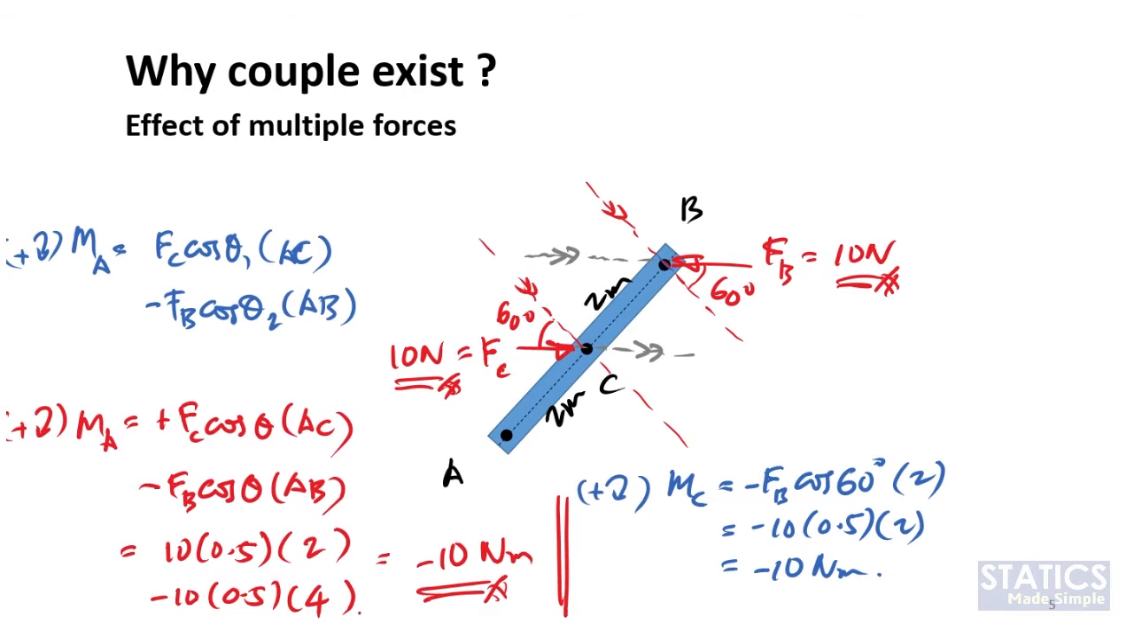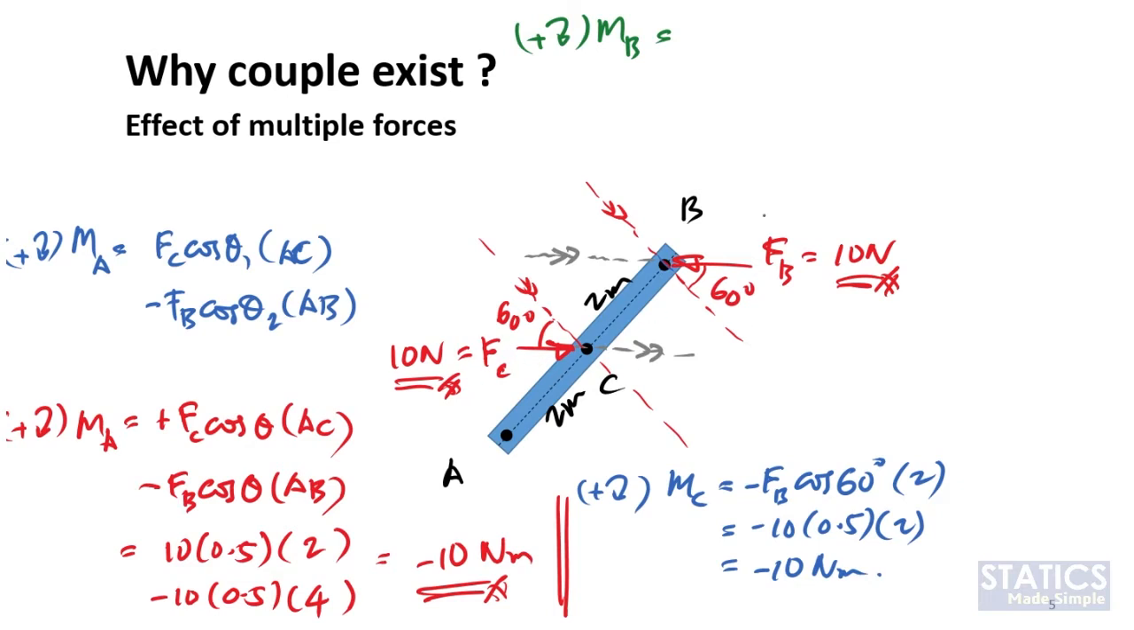So we have calculated MA, giving us minus 10 Newton meter. We have calculated MC, also minus 10 Newton meter. In fact, we can move on to, let's say, calculating the moment at B. Obtain the same convention, positive clockwise. Moment at B, passing through B, no moment. So we have only moment coming from C.